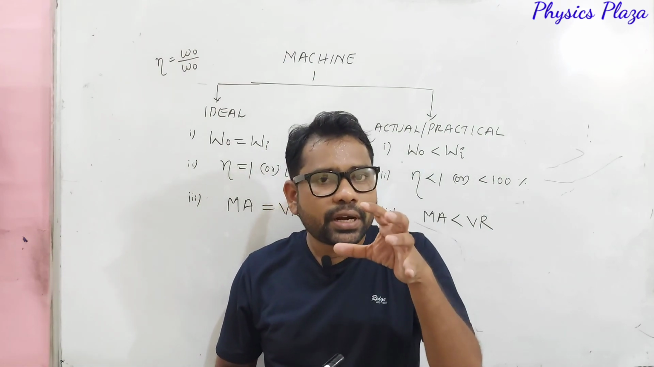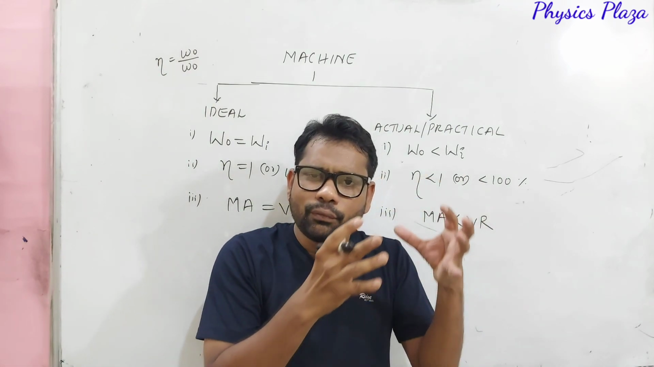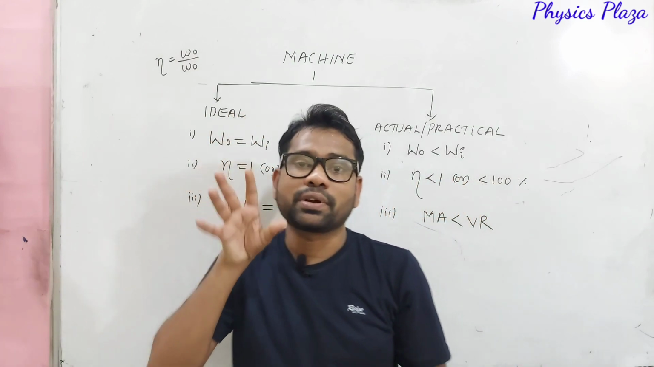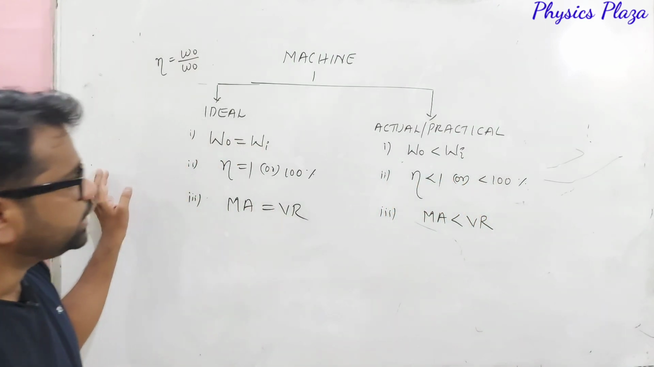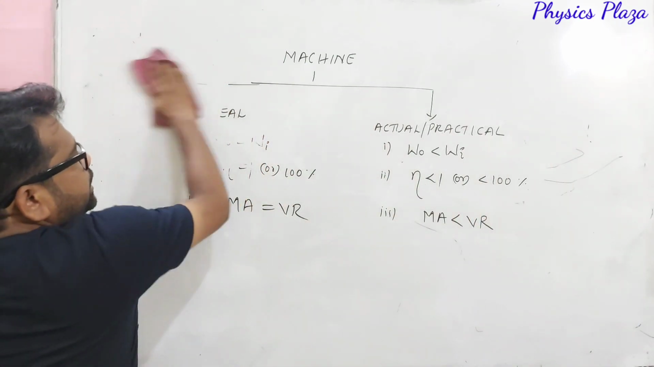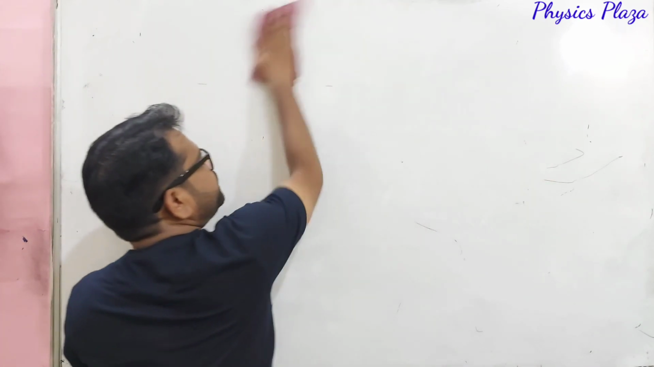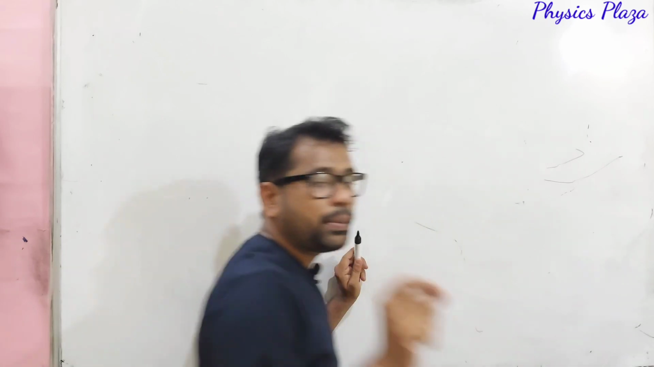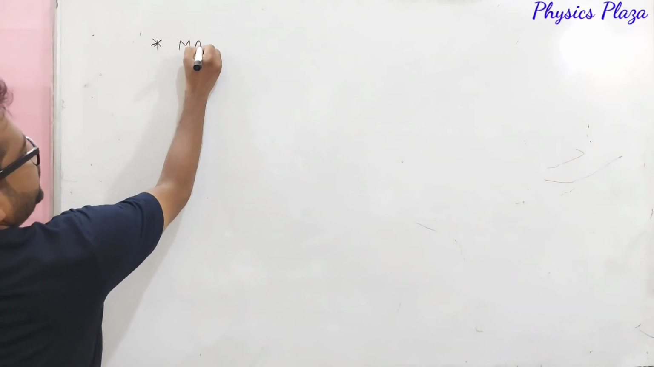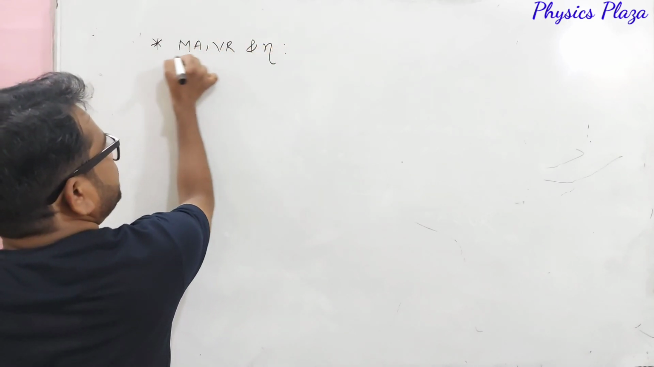So it is just an ideal concept only. Whenever we are trying to construct, to make, to plan a machine, we will try to construct it near to this ideal machine. Okay children, fine. So these are the differences. Now we will see the relation between efficiency, mechanical advantage and velocity ratio. It's very important. So how mechanical advantage, velocity ratio and efficiency are related.